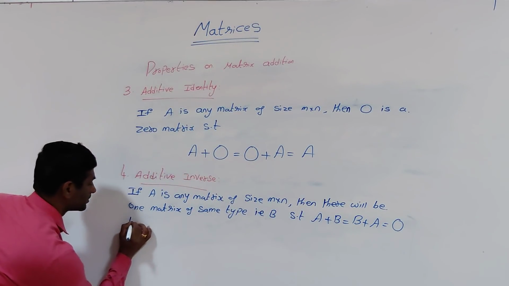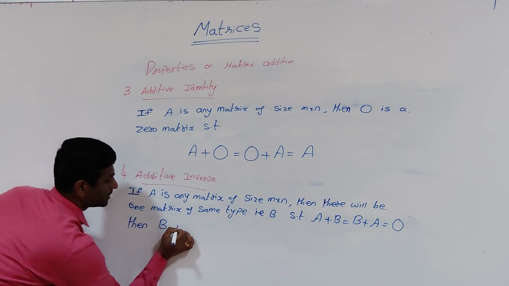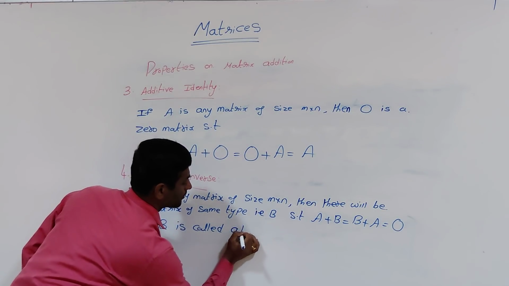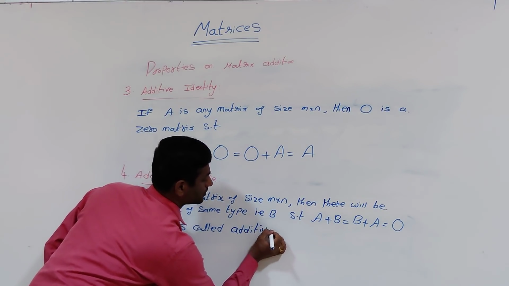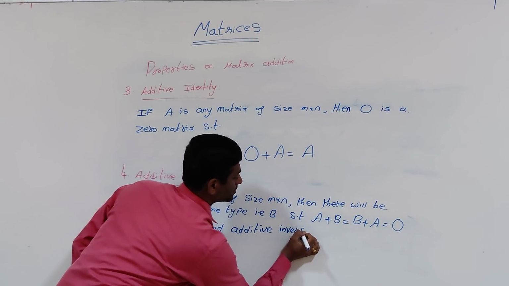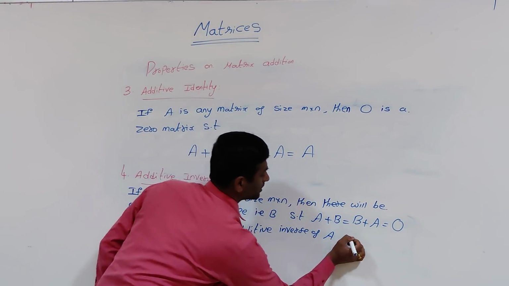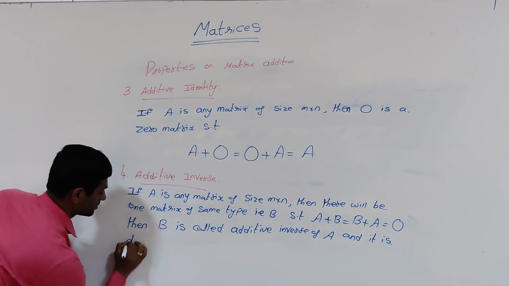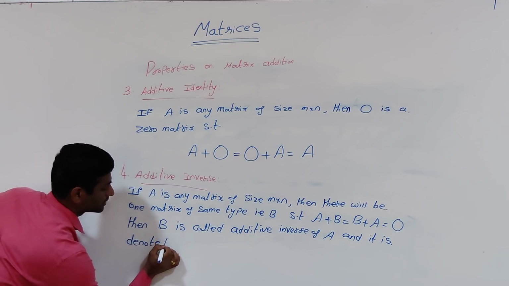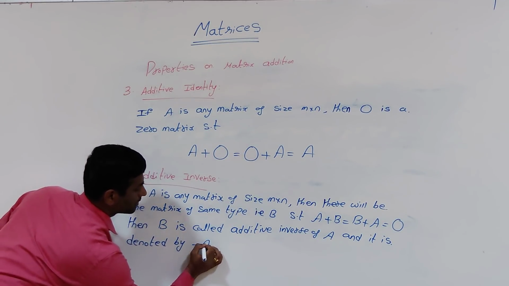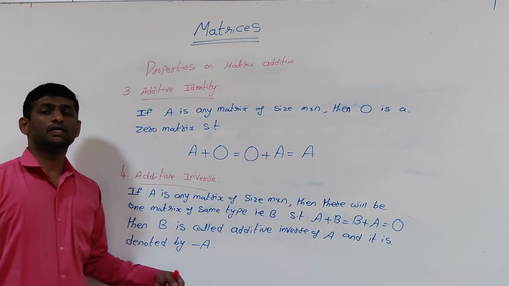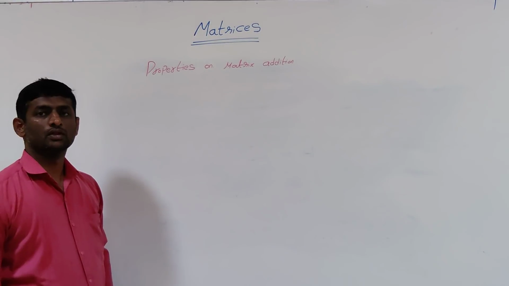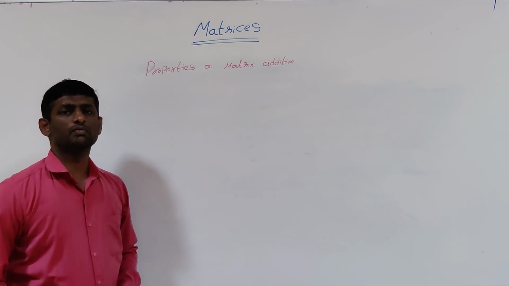Then B is called the additive inverse of A, and it is denoted by minus A. Means minus A is the additive inverse of A. So these are the properties of matrix addition.